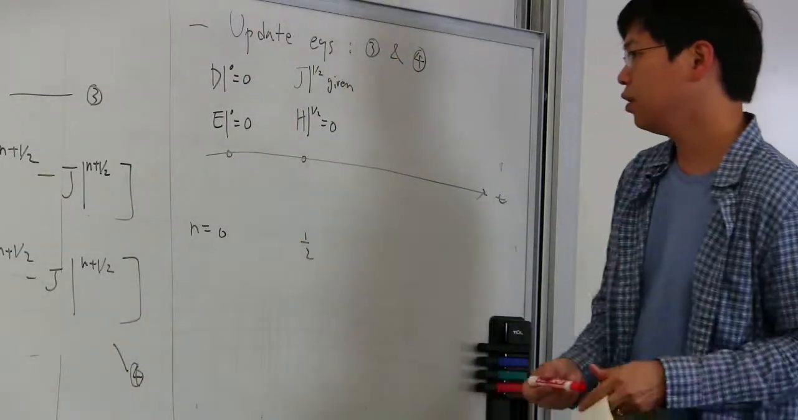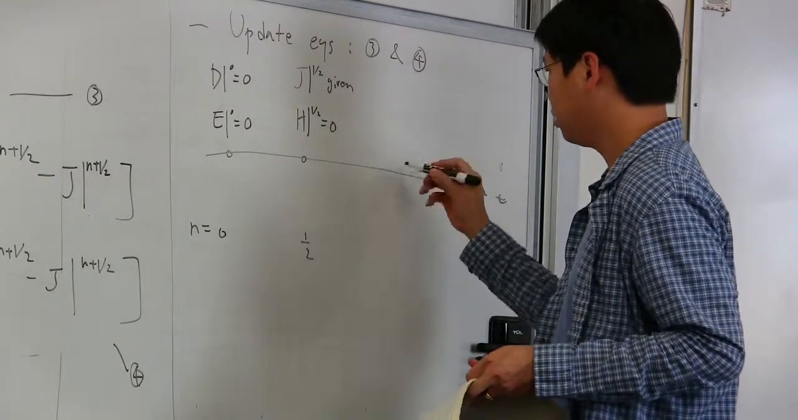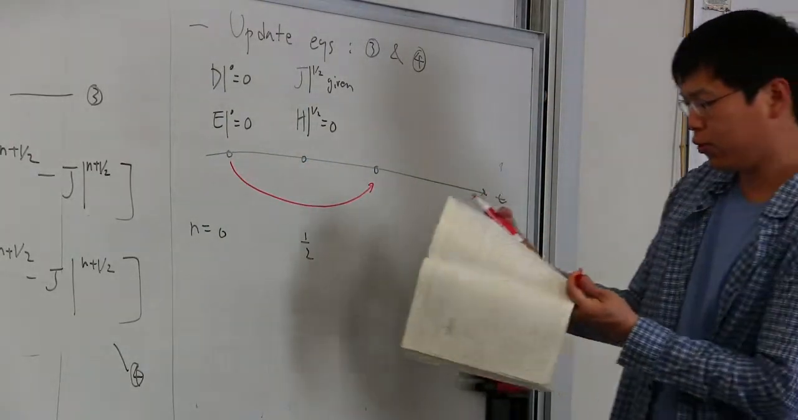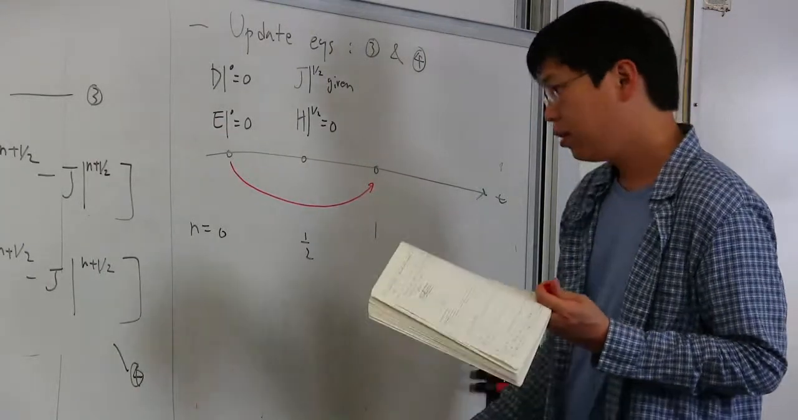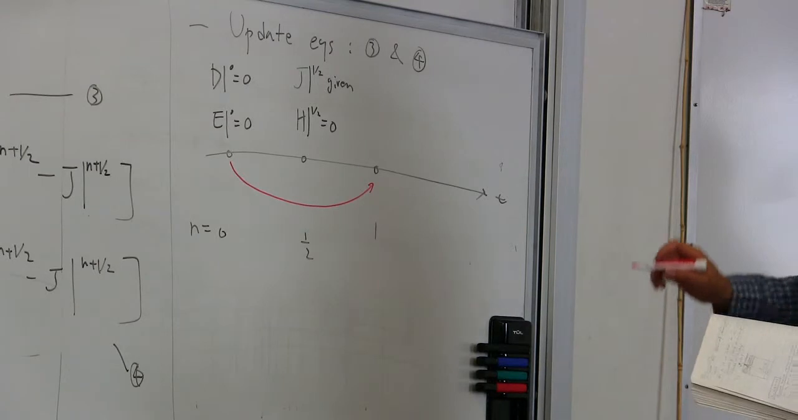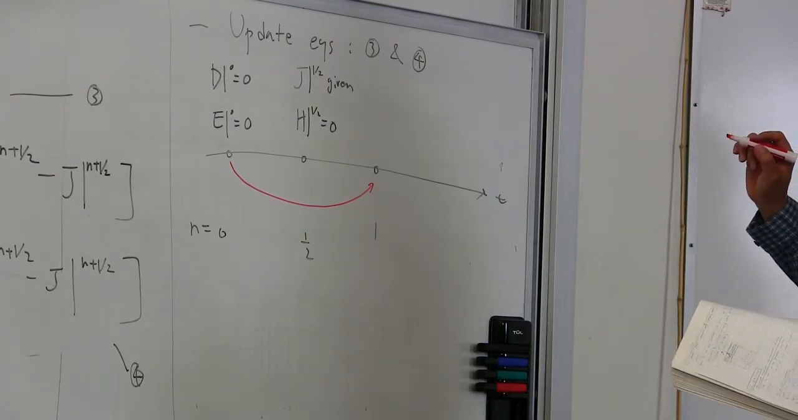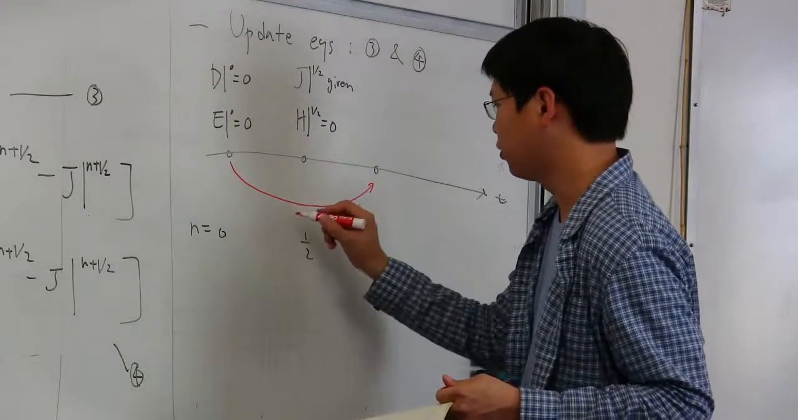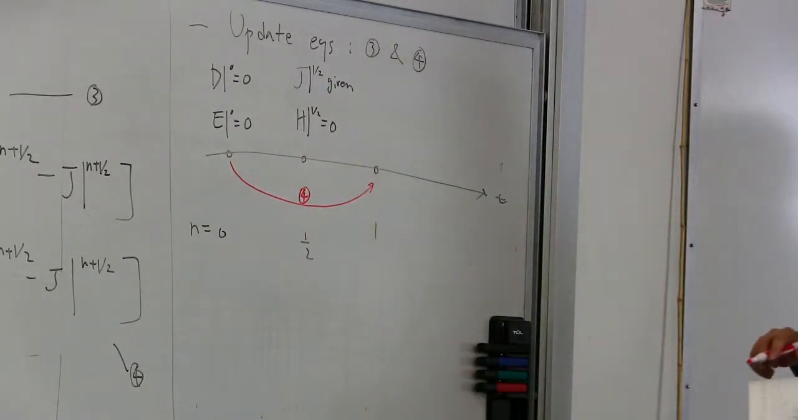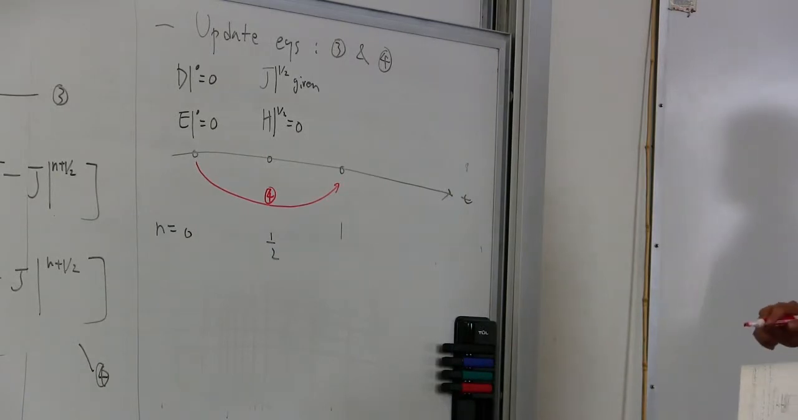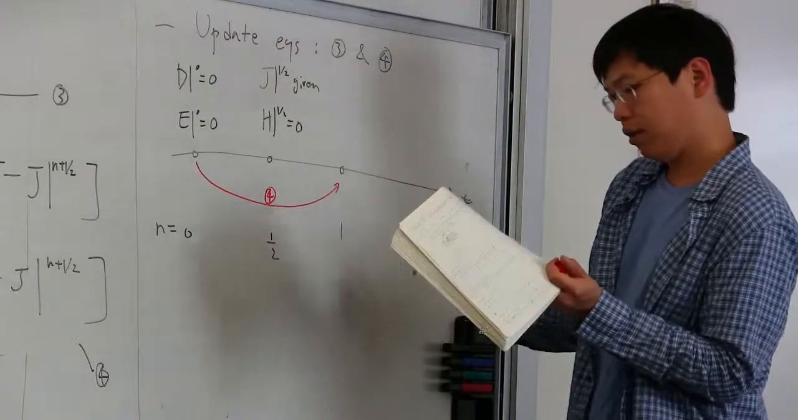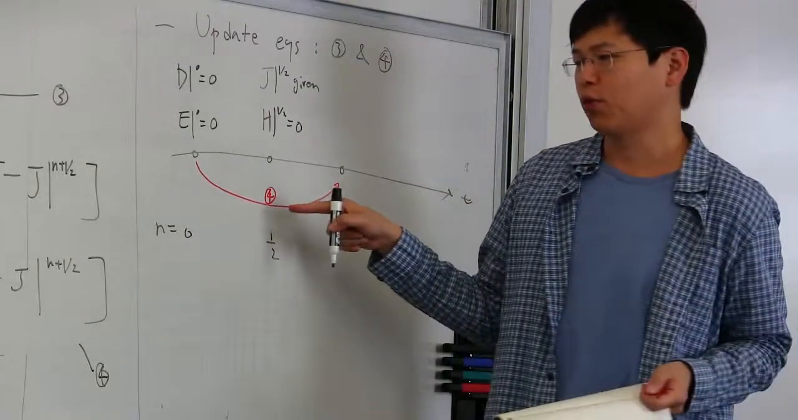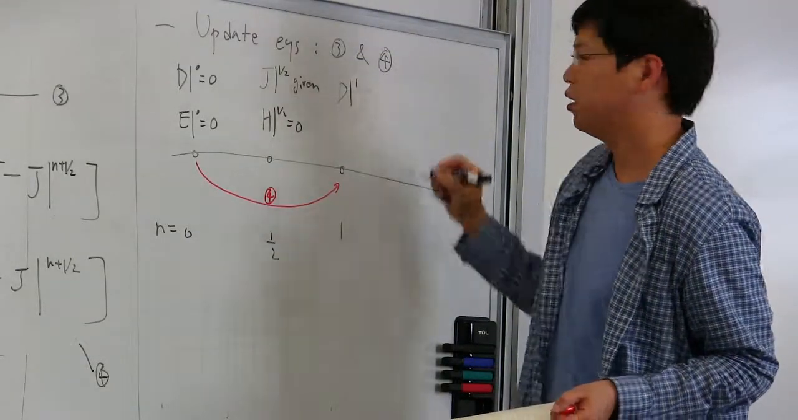So you jump to n equals 1, using equation 4. And then by using the updated equation 4, what you get is D at 1, right?